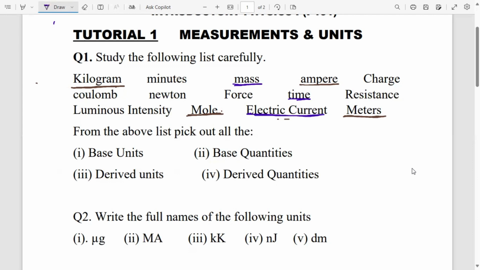What else do we have? Resistance, no. Minutes, no. Coulomb, no. Luminous intensity. Okay, we have luminous intensity, four. We have four. What else? Coulomb, Newton, minutes. Okay, so that's all on the base quantities that we have. Those are the base quantities that are on this list. We can move on to something else.